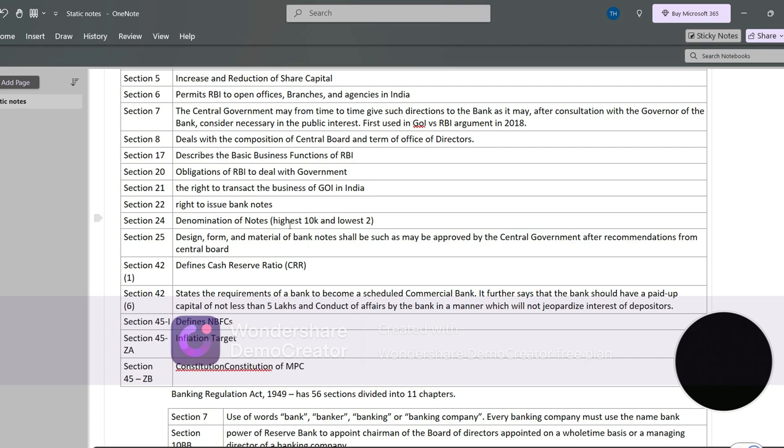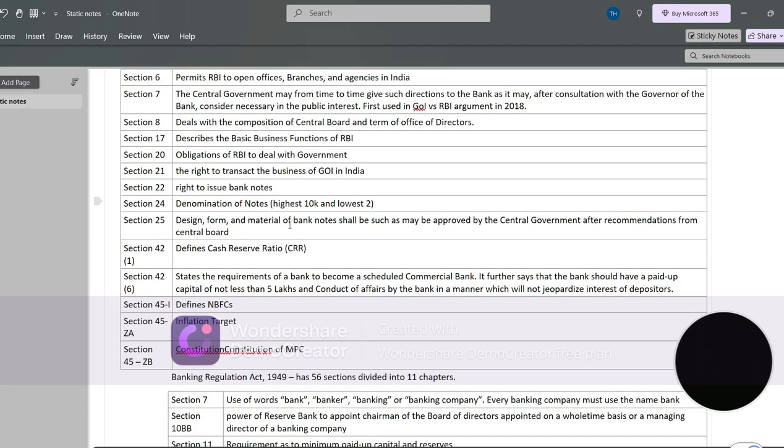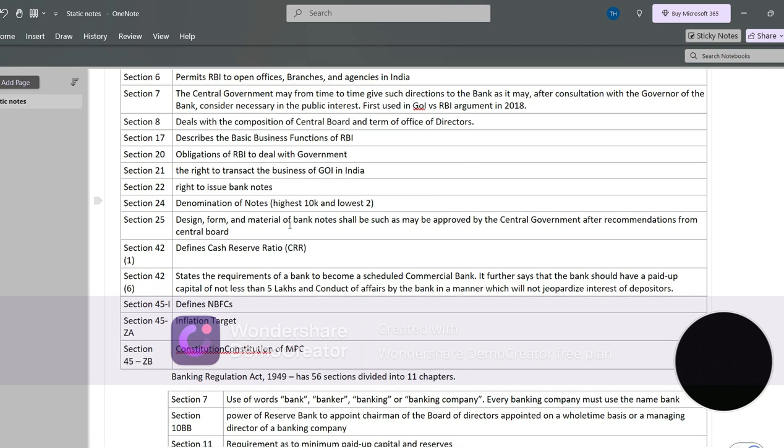Section 25 tells about the design, form, and material of bank notes, which shall be approved by the central government after recommendations from the central board. Section 42(1) defines the cash reserve ratio. Section 42(6) states the requirement of a bank to become a scheduled commercial bank. It further says that the bank should have a paid up capital of not less than 5 lakhs and conduct the affairs of the bank in a manner which will not jeopardize the interest of depositors.